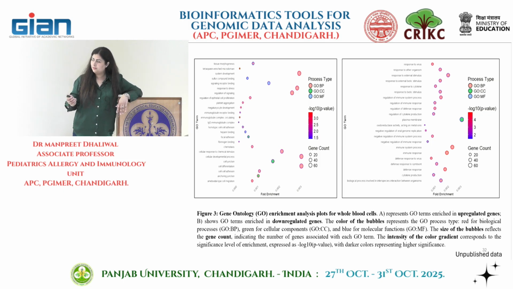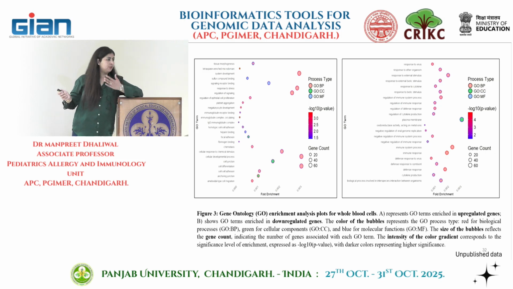The color of the bubble denotes the process type. The intensity is how significantly it is either up or down regulated, depending on how you plotted it, right? And finally, the bigger the bubble, the more genes there are in that particular GO process. So if it is a bigger bubble, there are more genes. By this, in one graph, you can see all these processes.